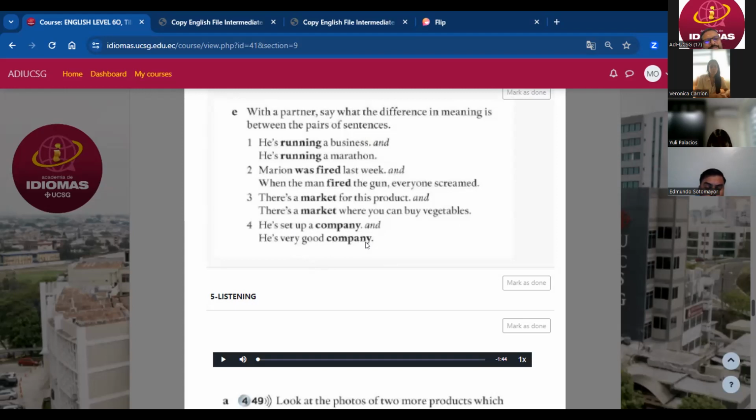So in that, they are giving us some examples of words that, depending on the context, you're going to find with possible different meanings. In this unit that is about business, of course, that is the context that they refer to.